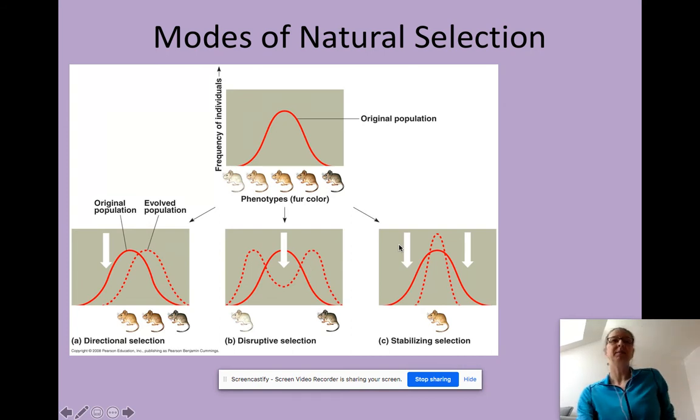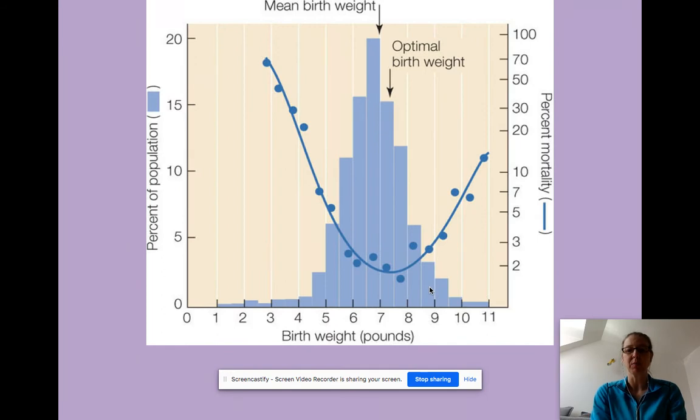Stabilizing selection, on the other hand, is when the intermediate phenotypes are actually being selected for. A classic example of stabilizing selection is baby's birth weight. I apologize, this is in pounds, but it was the neatest picture I could find that wasn't so blurry. You can notice that babies' birth weights tend to center around the 7-pound area, which is about 3 kilos, more or less, like 3.1 kilos. This other line shows the mortality. Babies that are really big and really small tend to have a higher mortality.